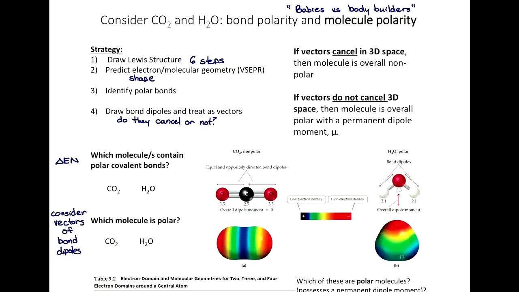So the idea here is we want to think about these bond dipoles as vectors, but we have to think about the molecule's shape as well. So the strategy for determining whether a molecule is polar or not: first you want to draw the Lewis structure, then you need to determine the shape, then you need to identify polar bonds. Basically, polar bonds are going to be any central atom that's attached to anything else other than hydrogen. We just want to compare those bonds. And then we need to think about, do those bond dipoles cancel out in 3 dimensions or not?